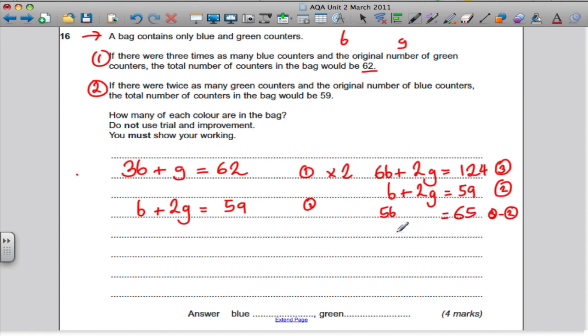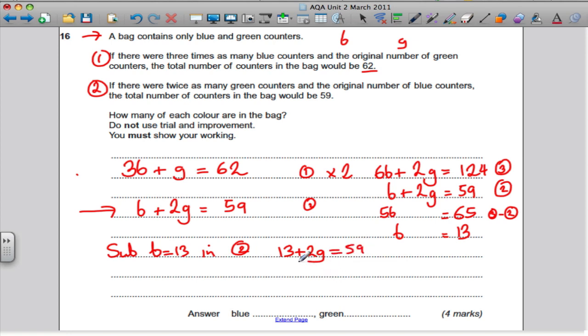So dividing both sides by 5, b must be 65 divided by 5, which is 13. Okay, to find how many greens then, substitute your b equals 13 into, let's say, equation 2. So you would get 13 plus 2g, substituting into this equation here, equals 59.